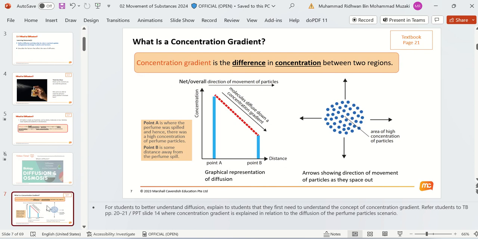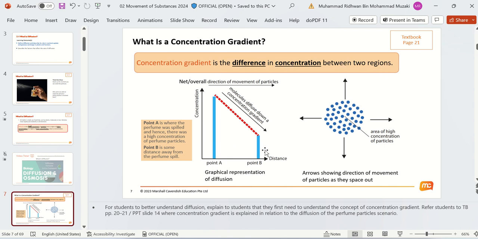Now, what do I mean by concentration gradient? Concentration gradient is the difference in concentration between two regions. For example, if I spray the perfume at the front of the classroom, the front of the classroom will have a high concentration of the perfume particle, whereas the other side of the room will have low concentration. So what we have here is a concentration gradient.